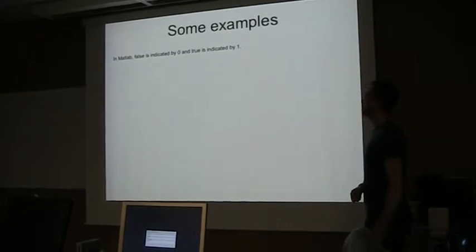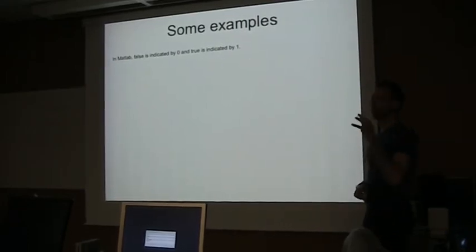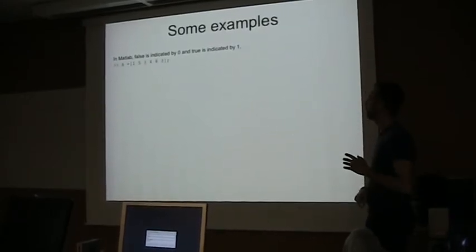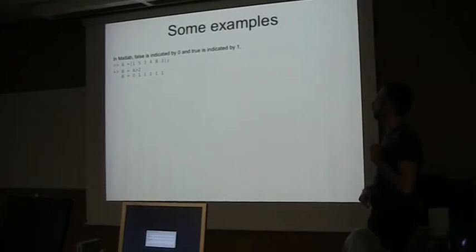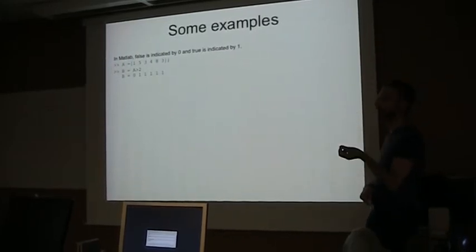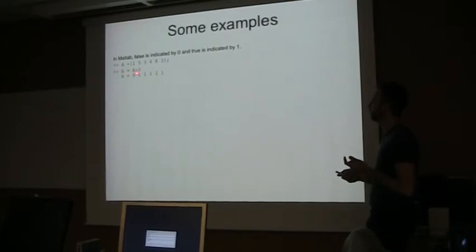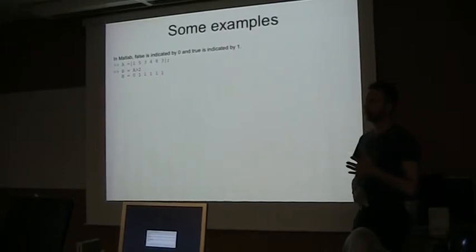So let's see some examples. You should know that false is typically indicated as 0 and true as 1. So if we have a vector A which contains numbers 1, 5, 3, 4, 8, 3, and we want to create now a second vector which tells me where A is bigger than 2. So I say B equals A bigger than 2, and that's the output here. B is going to have the same size as A, and it's going to have zeros and ones, and it's going to be a logical vector.